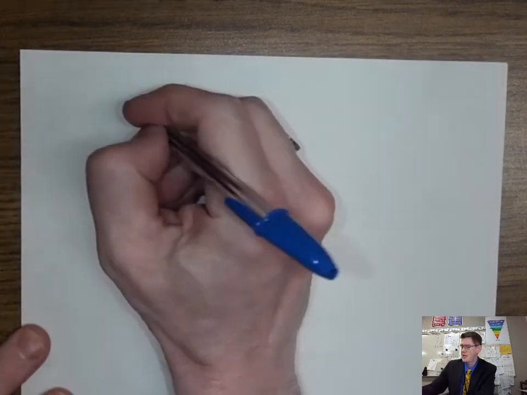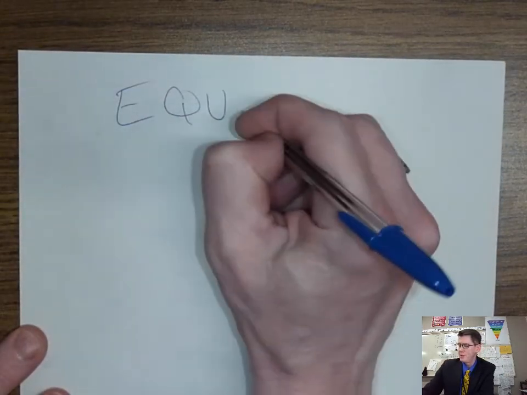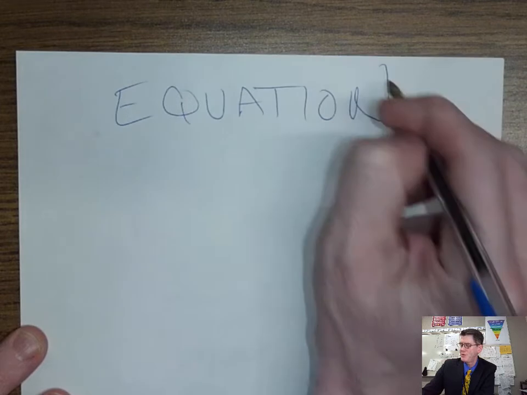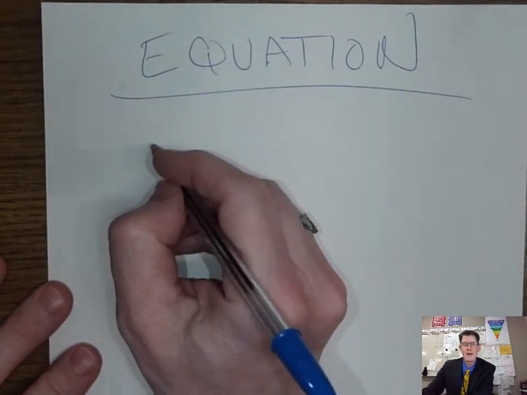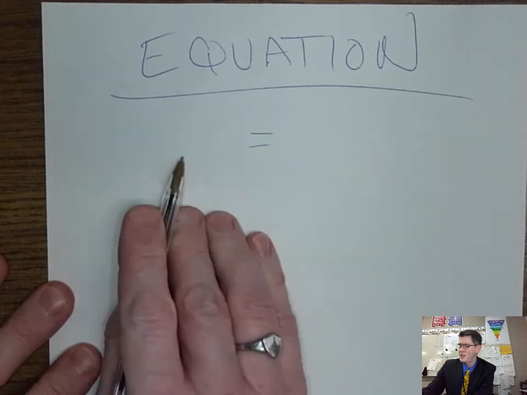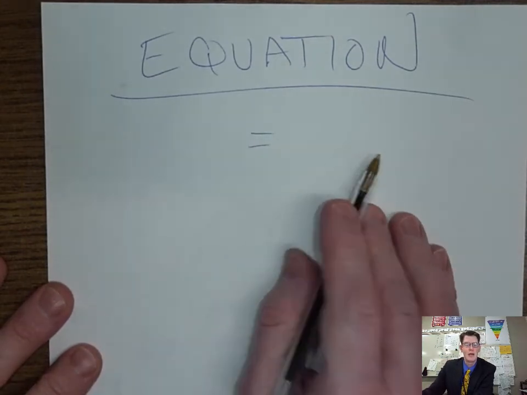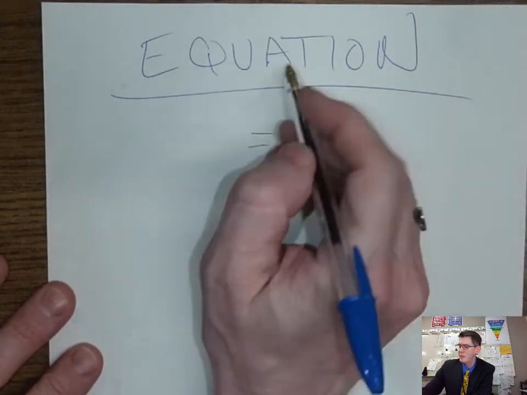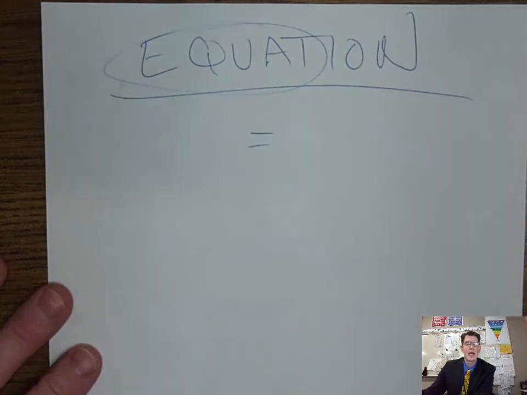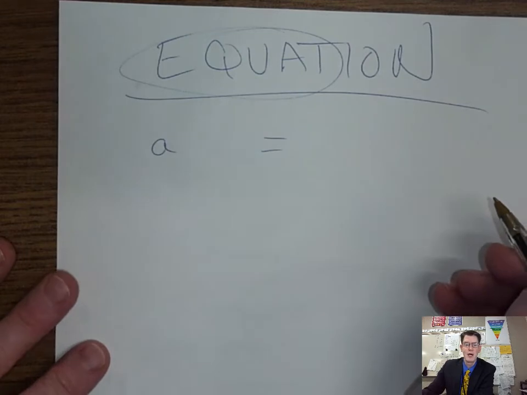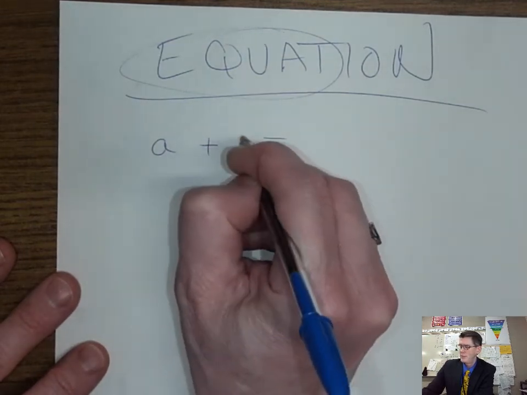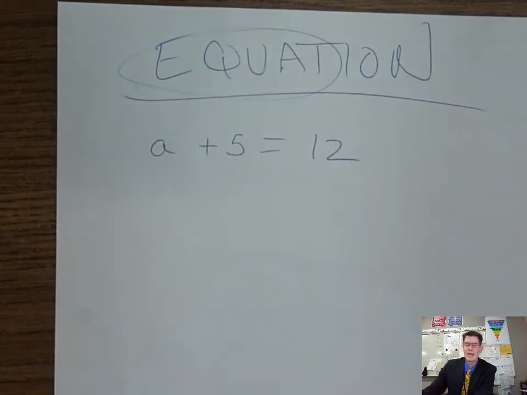Have you ever seen an equation before? If you had a good elementary teacher, then you have seen an equation where you've got one side of an equal sign and another side of an equal sign. Equation simply means it has the equal sign in it. Let's say I've got some variable that I don't know, and I add 5 to it, and I get 12. And the question is, what is that number?